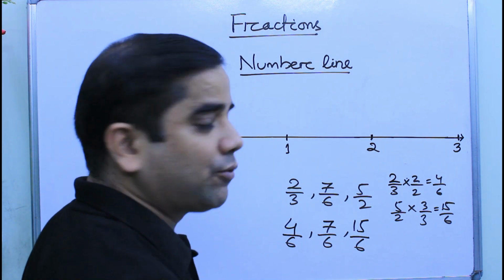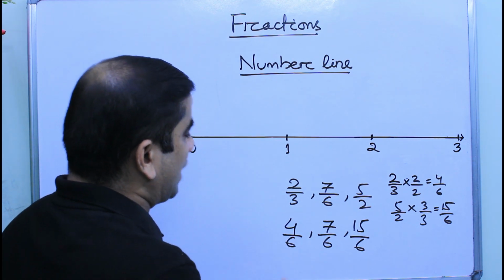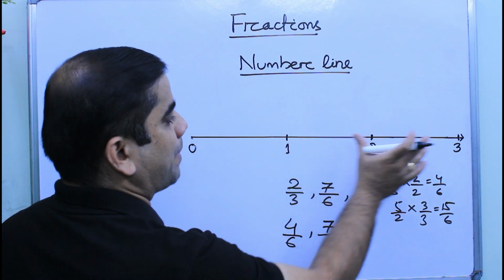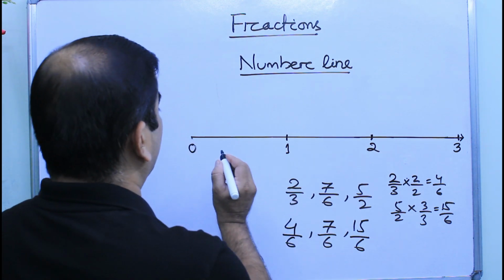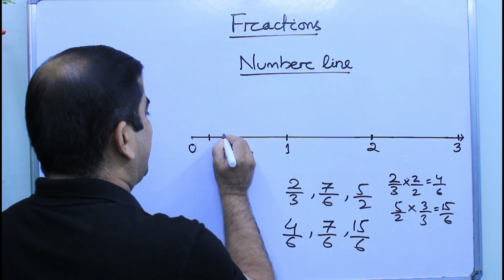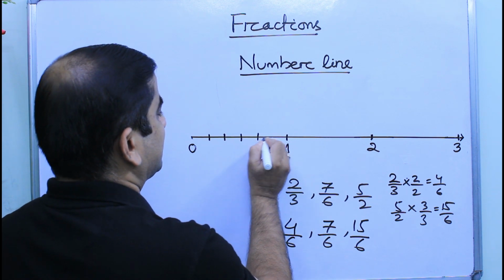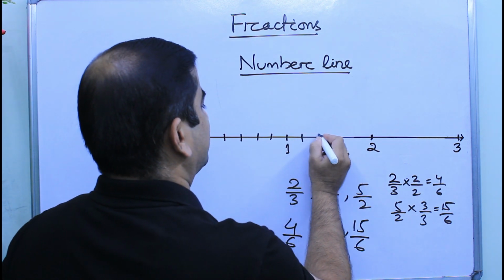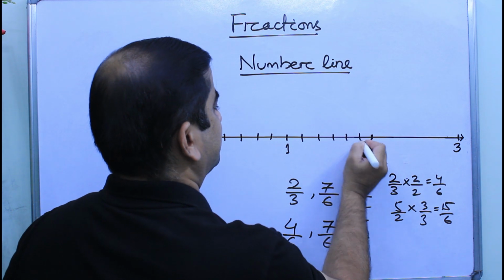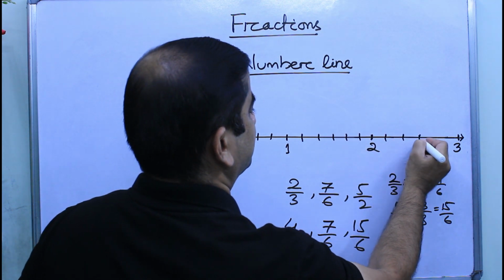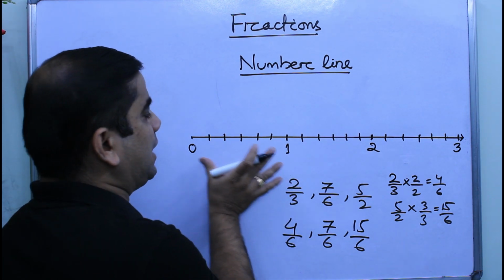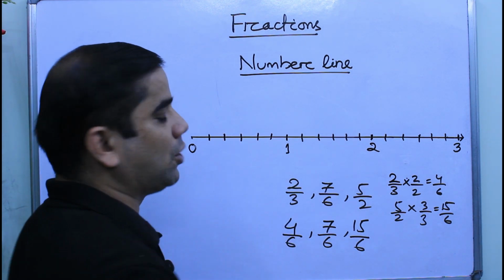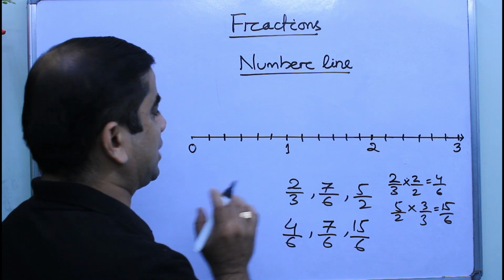For that, what we need to do? We need to divide each whole number part into 6 equal parts, and for that we need to draw 5 lines. So when we draw 5 lines between whole number part, it divides the whole number part into 6 equal parts.